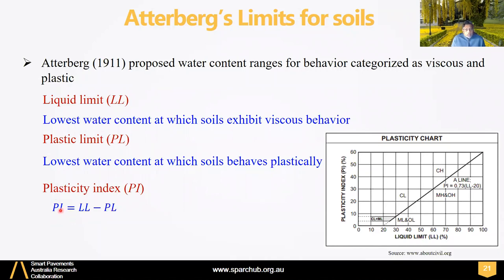The higher this PI, that means there is a lot of water which can be held in the soil, which can be a reflection of the soil being very reactive. So this is called the plasticity chart. The liquid limit is on the x-axis, plasticity index on the y-axis. And if you plot your value, for example, if you end up here, that is known as a case of high plasticity and the classification is CH. And in contrast, if your value is plotted here, your clay will be classified as a case of low plasticity. And other soils such as silts and so on will fall below this A line.